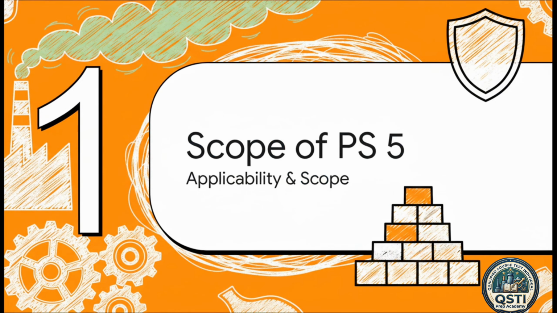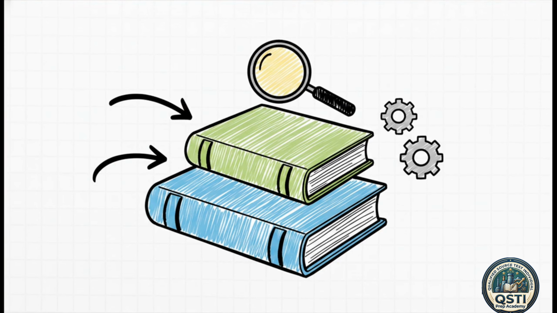Section 1, Scope of Specification 5. Let's look at exactly when this applies and the foundational rules it builds on. What's really fascinating here is how the EPA structures these regulations. You see, Performance Specification 5 doesn't actually reinvent the wheel. Instead, it relies heavily on a parent rulebook known as Performance Specification 2, or PS2.